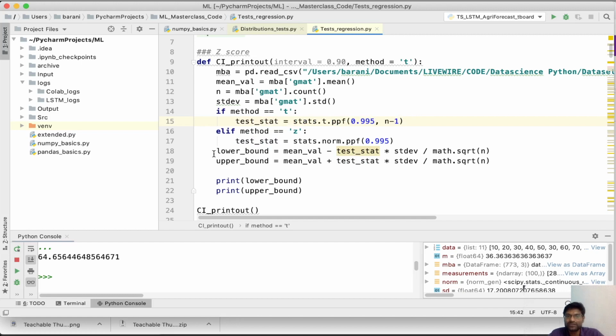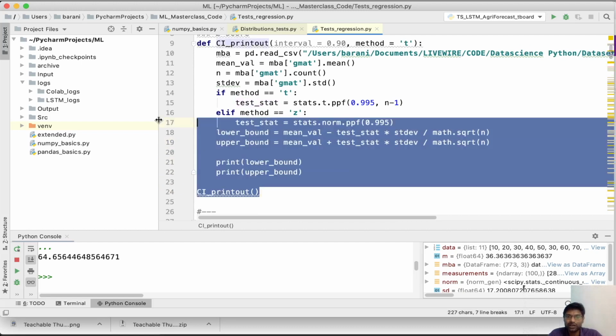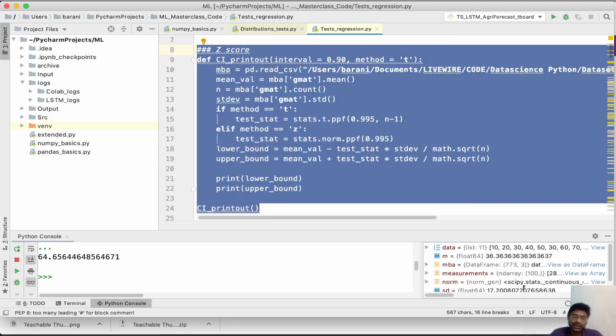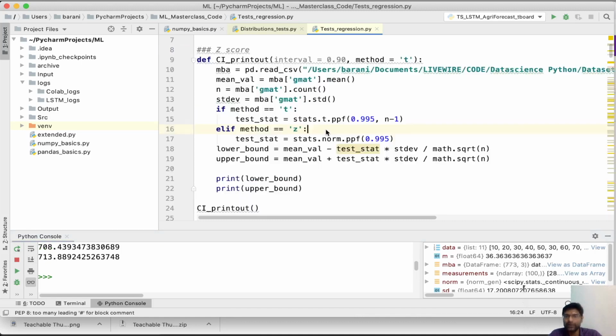After calculation of this, we are going to substitute this in the formula we saw: mean minus t score into standard deviation by square root of n. And to calculate the upper bound, I am going to use the plus symbol here. When I call the print statements, this will print to the command output. The same function, I am calling it below and then executing the code. So this gives me 708 to 713. So with 99.5% confidence interval, I can say my output will be in the range of 708 to 713. Okay, so this is the example for confidence interval.